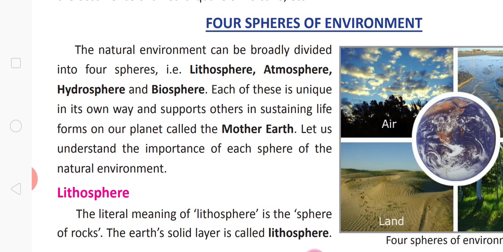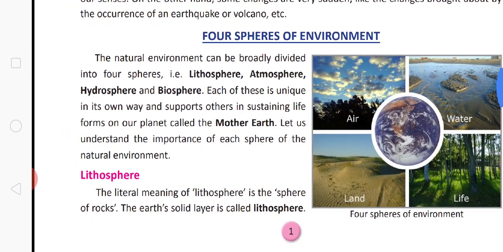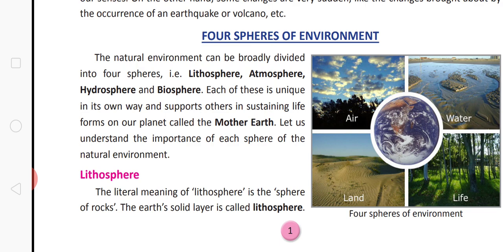Each of these is unique in its own way and supports the others in sustaining life forms on the planet called Mother Earth. So we know that we are living on the planet Earth. It is known as a unique planet. Now the examiner may ask you one question: why is the Earth called a unique planet? So please write this question. You have to give the answer. Why is the Earth called a unique planet? I am giving the answer.